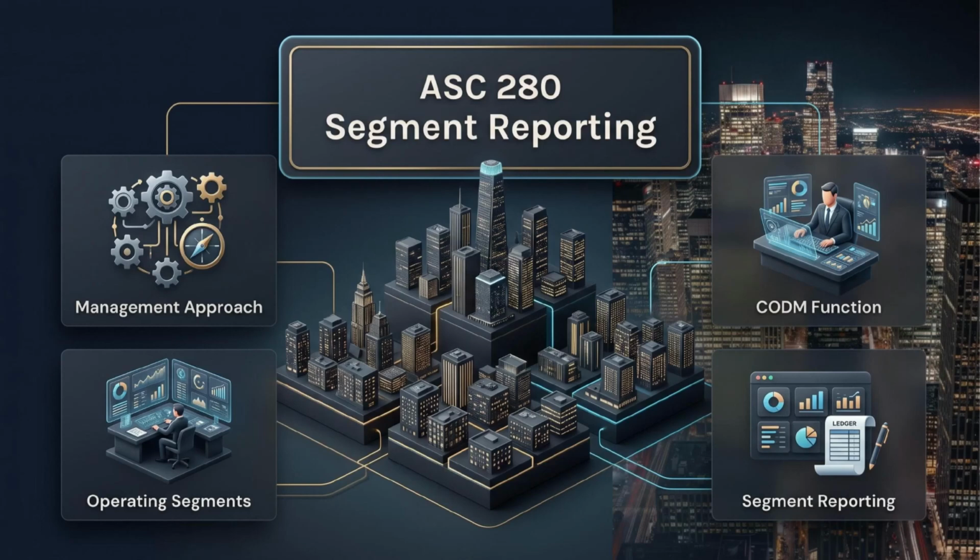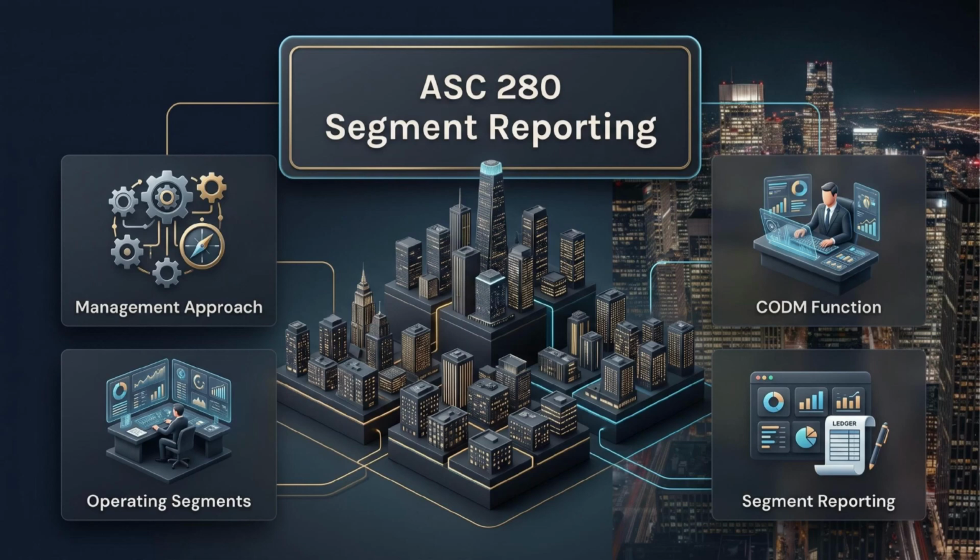In this video, we begin ASC 280 segment reporting. This topic is about helping users see inside a diversified business. A consolidated financial statement gives one total revenue number and one total profit number. But a real company may have very different product lines, regions, customers, and risks behind those totals.